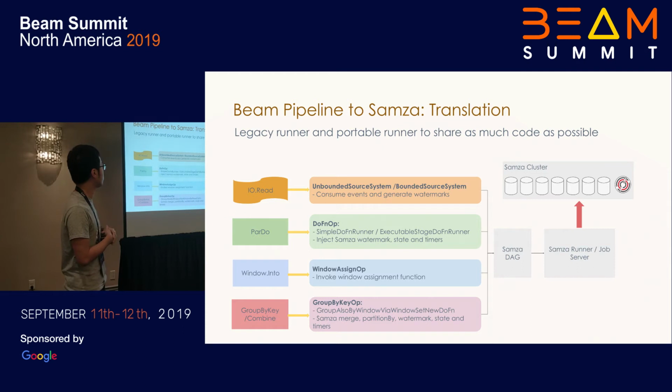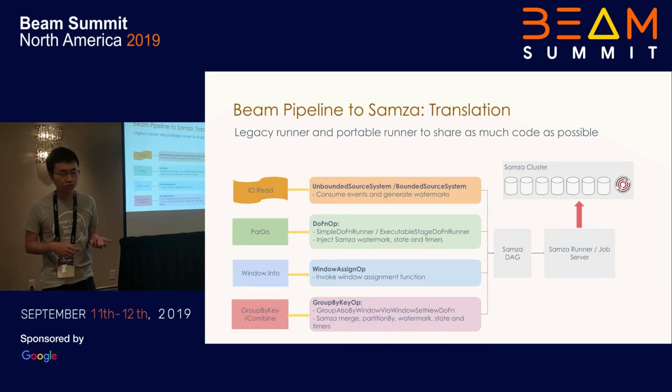In addition, we also do watermark generation in the SystemConsumer, and then the watermark gets populated throughout the entire pipeline. For ParDo, we have a simple DoFnRunner and an ExecutableDoFnRunner. The ExecutableDoFnRunner is for Python. This one will actually make the call to the Python SDK worker. And for windows, that's trivial.